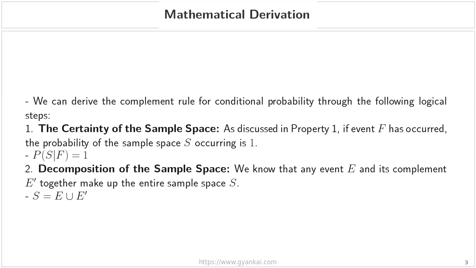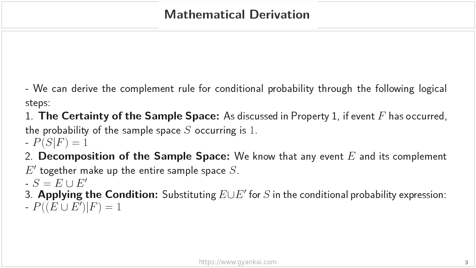Second, we use the concept of decomposition. We know from basic probability that any event E and its complement, E prime, are like two pieces of a puzzle that, when put together, form the entire sample space, S. Mathematically, we express this as S equals E union E prime.